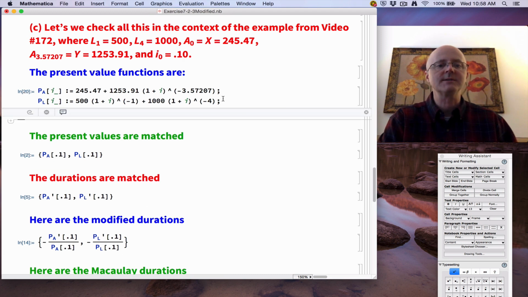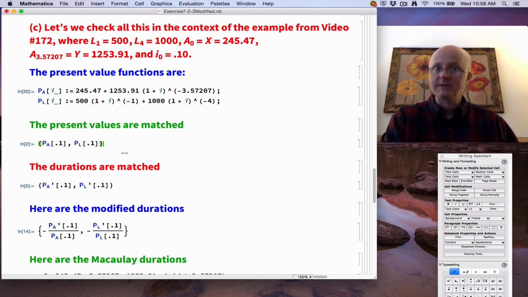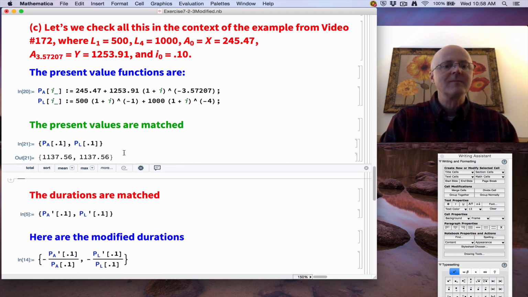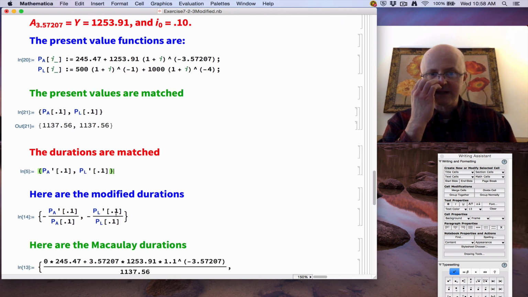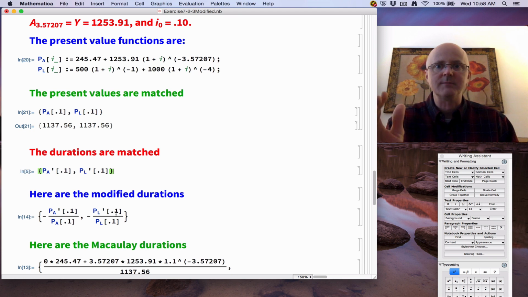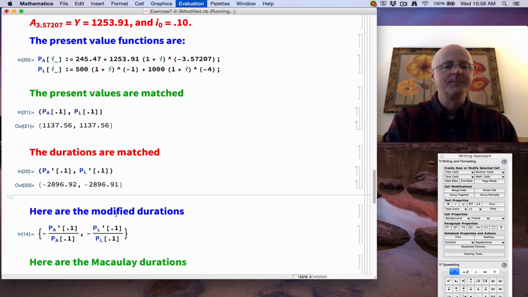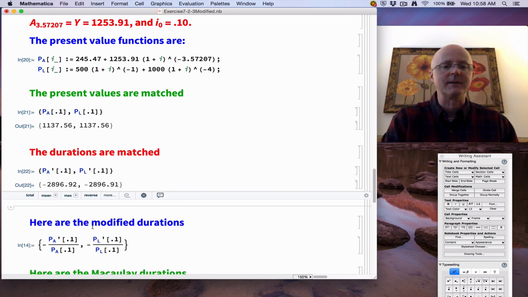Here are the present value functions. They're now entered into Mathematica. I can evaluate them both at I equals 0.1. These are the present values of the cash flows, and they are matched up to at least a certain amount of rounding. Yep, to the nearest cent, you might say. 1137.56 are the present values. The durations are matched. Now, the first derivatives themselves are not the durations themselves, but they are the things we've been calculating and setting equal to each other to make sure durations are matched. These are actually a little off to the nearest cent, but that's probably a rounding error.